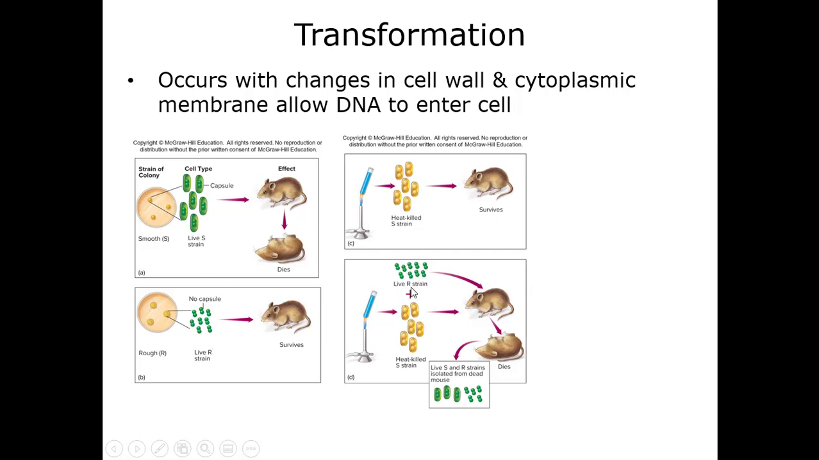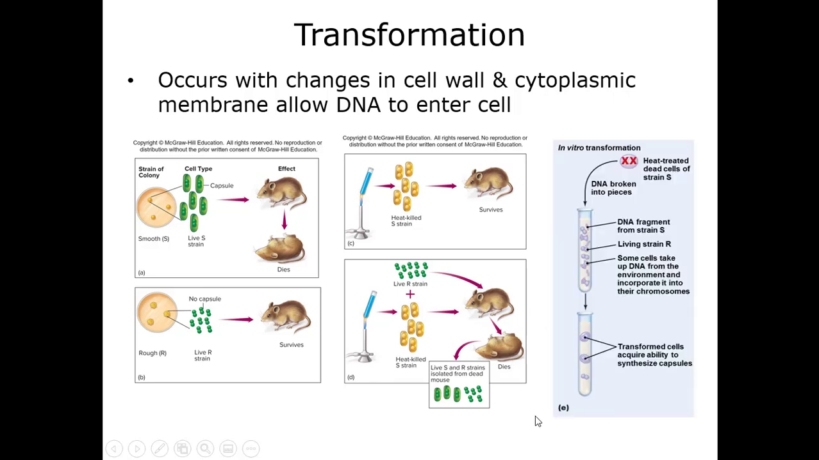When you think about it, the mouse should have lived. However, it did not. And the main thing is what's happening in the transformation is although the smooth strain is dead, it's heat treated, we killed it, it still has DNA. And there is DNA that's going to get released when you kill a bacteria. And in that DNA, there's a gene on how to make a capsule.